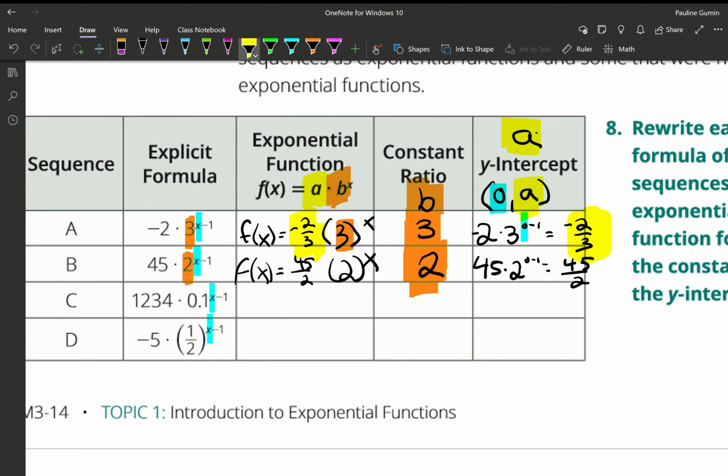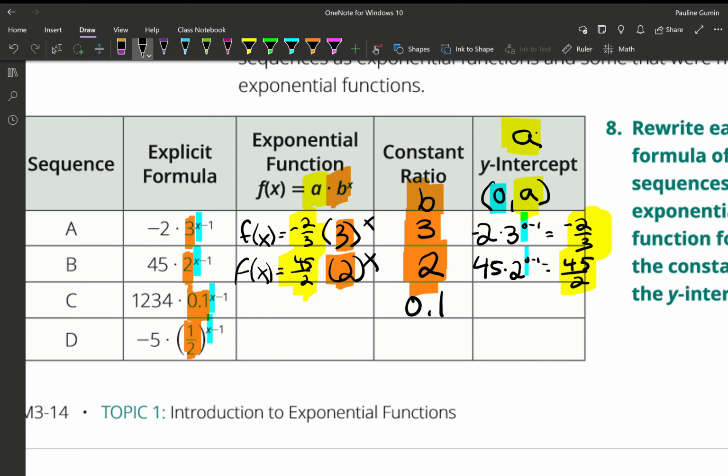And let me color code that, because I must. I must code the colors. Okay, let's do the same thing for c. We have our constant ratio, 0.1.